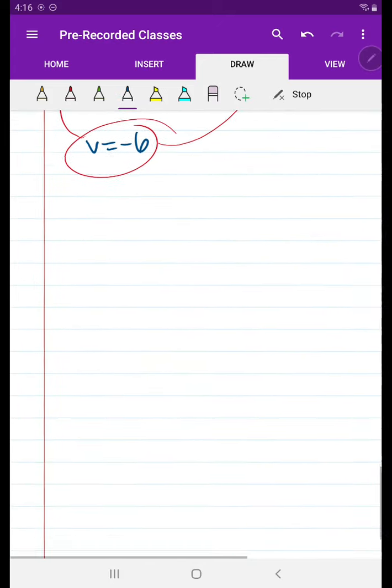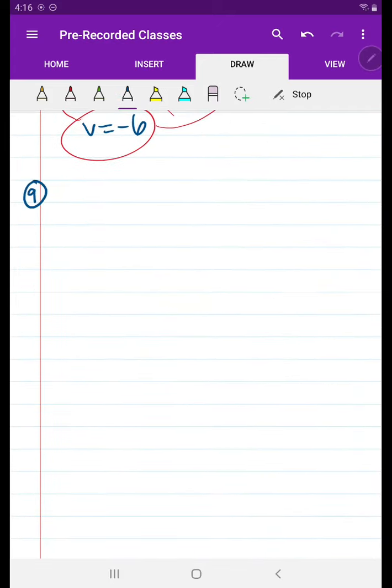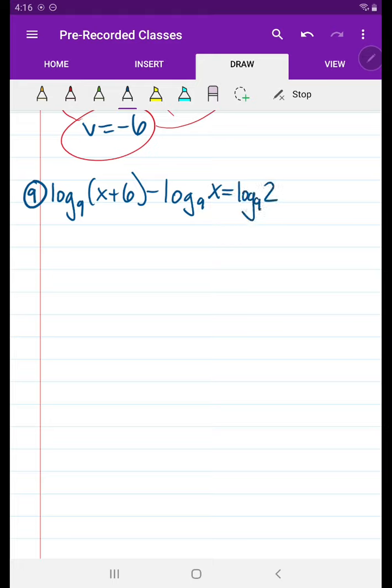Going on to number 9. For number 9, I have log base 9 of x plus 6 minus log base 9 of x is log base 9 of 2. And so I have this subtraction between these logs here. So what I can do with that is combine those logs and turn that subtraction into division. So what that'll look like is log base 9 of x plus 6 up top, because that's the positive piece. And then I'll have that lonely x down below because that's part of the negative. And then that equals log base 9 of 2.